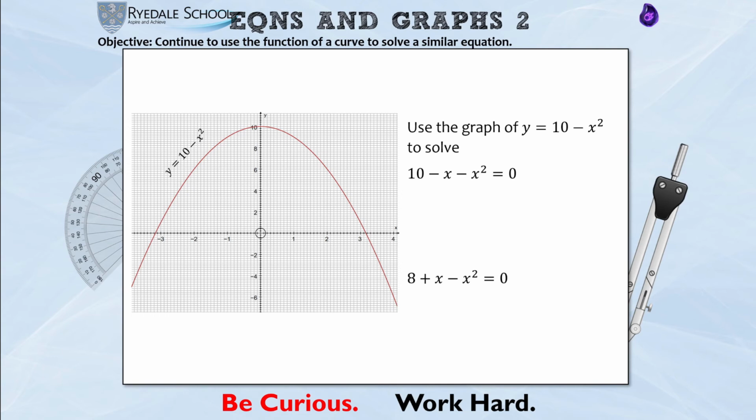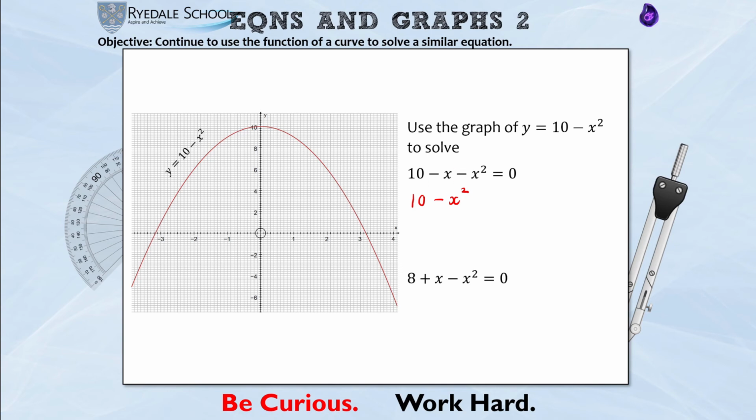So this time I've got a negative x squared graph. Remember, this is still a quadratic graph, but a negative x squared isn't a U shape, it's an N shape. So I've said use the graph of y equals 10 take away x squared to solve 10 take away x squared. So how am I going to get back to the graph that I've got?